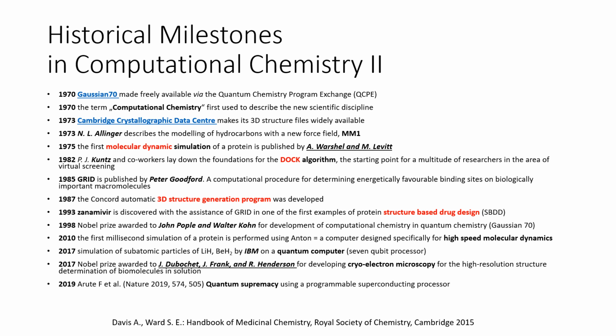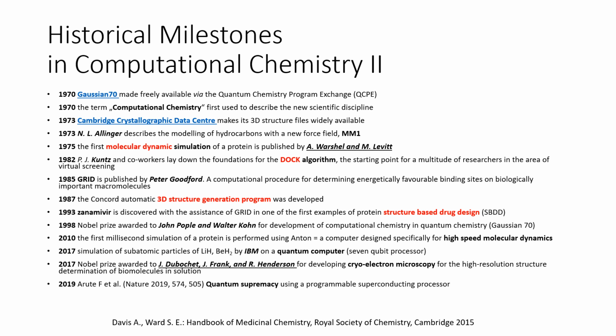In 1985, GRID was published by Peter Goodford. It is a computational procedure for determination of energetically favorable binding sites on biologically important macromolecules. In the 80s, also the first automatic 3D structure generation program was developed, and a very important thing, the first example of protein structure-based drug design was used for discovery of the antiviral agent zanamivir.